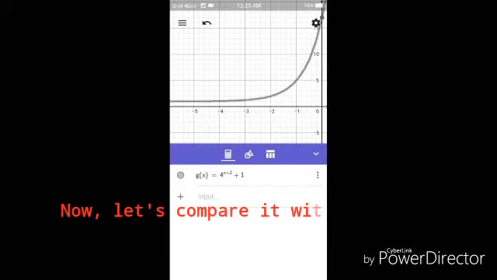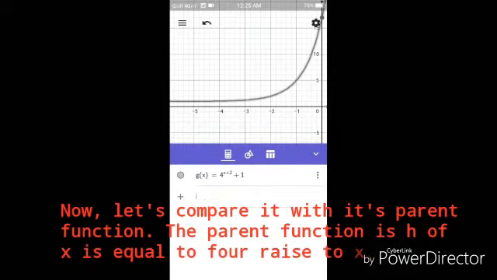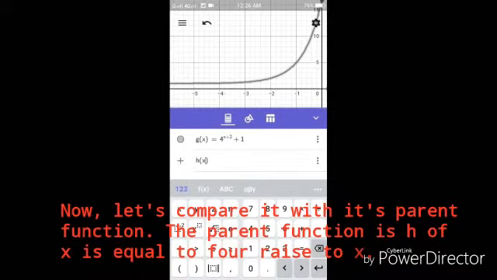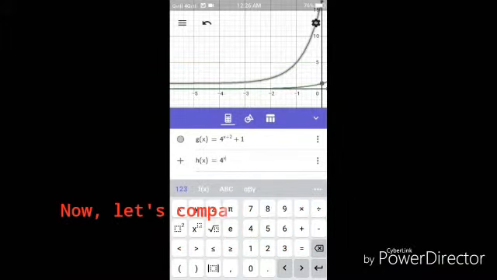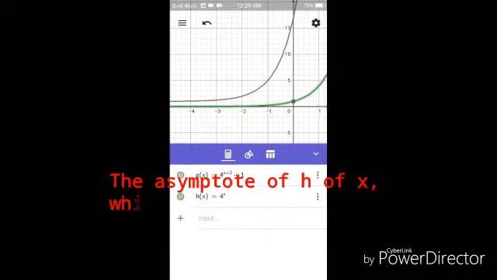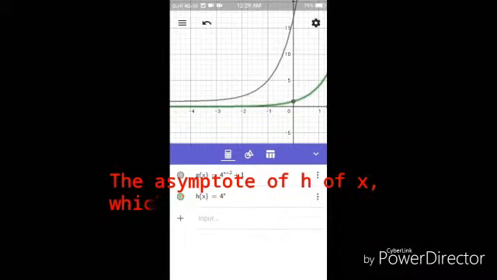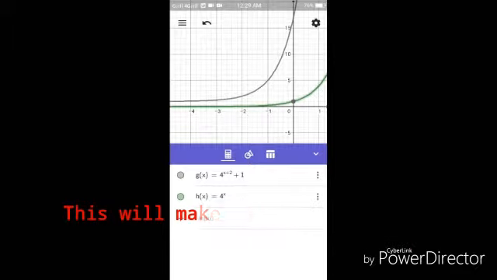Now, let's compare it with its parent function. The parent function is h of x is equal to 4 raised to x. The asymptote of h of x, which is y is equal to 0, will shift up 1 unit along with g of x. This will make the asymptote of g of x equal to y is equal to 1.